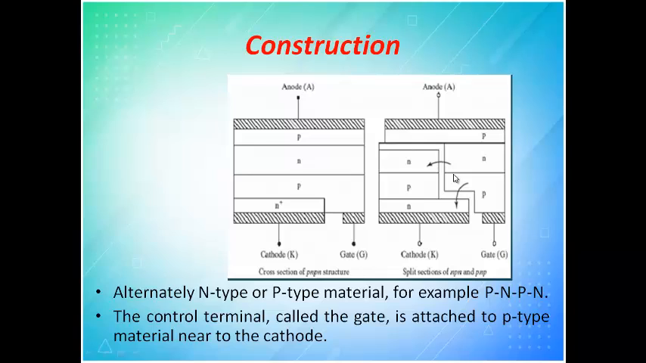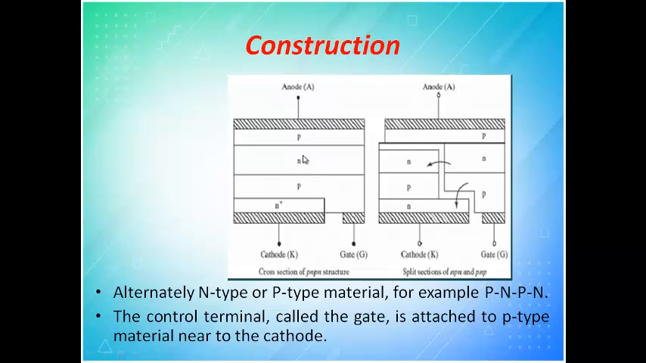Now let us move on to the construction. Here the thing you have to notice is that you already have an N region. We increase the doping level of this N region. This is highly doped and this is lightly doped. When you decrease the doping level of the lightly doped region, the operating voltage will increase. That is the only thing you have to remember.